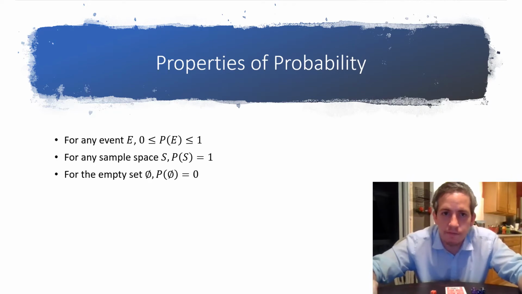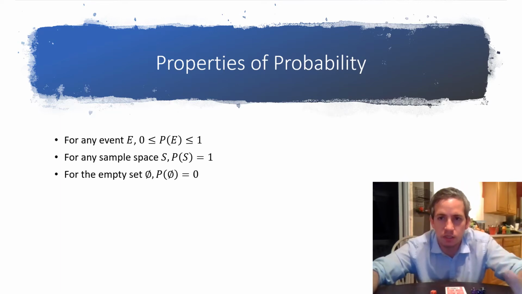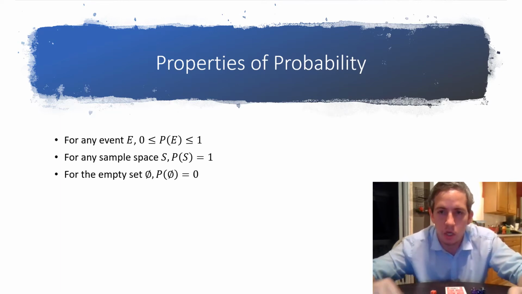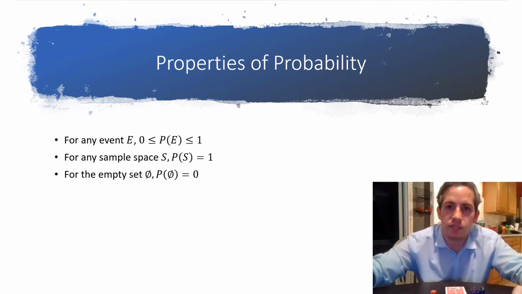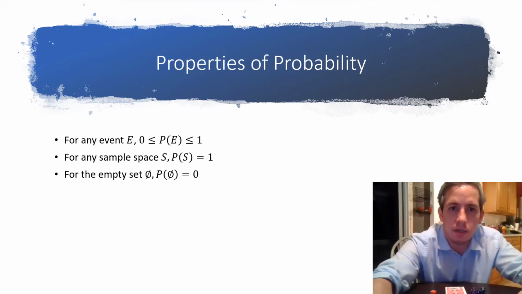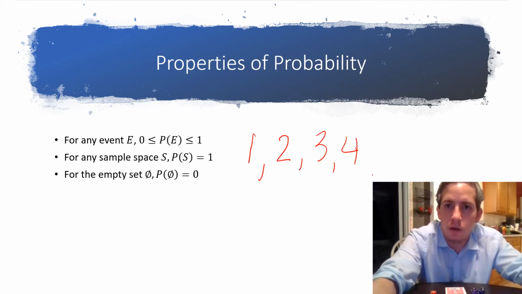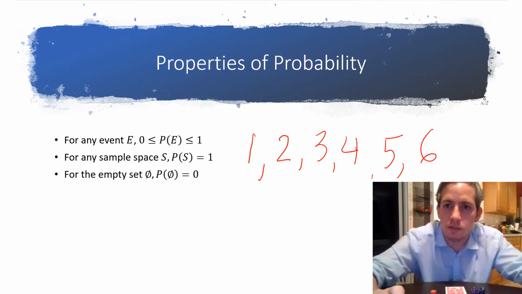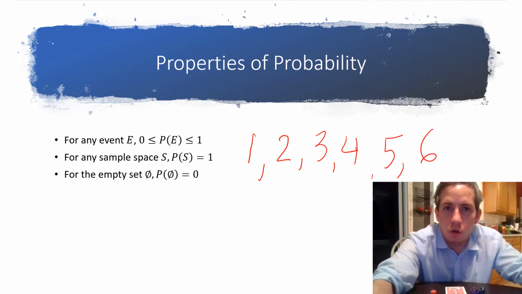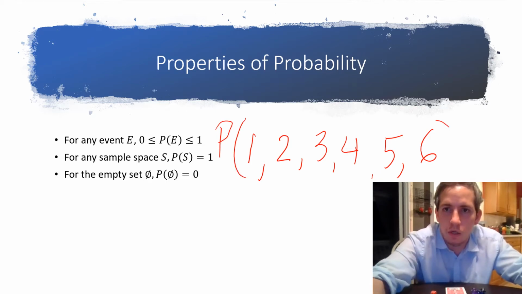Another property is that for any sample space, the probability of that sample space is 1. Now the sample space is the list of all possible outcomes. So when I'm looking at a die, the probability of rolling anything is 100%. It seems weird, but what I mean here is that if I roll a die, I could roll a 1, a 2, a 3, a 4, a 5, or a 6. The probability that I roll one of those things when I roll a die needs to be 100%.